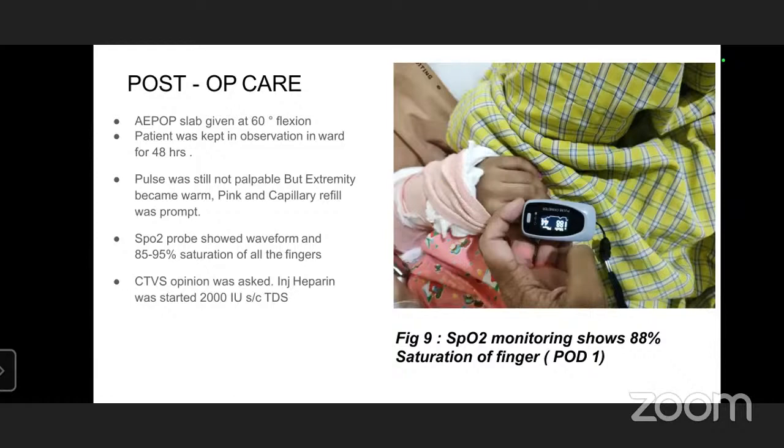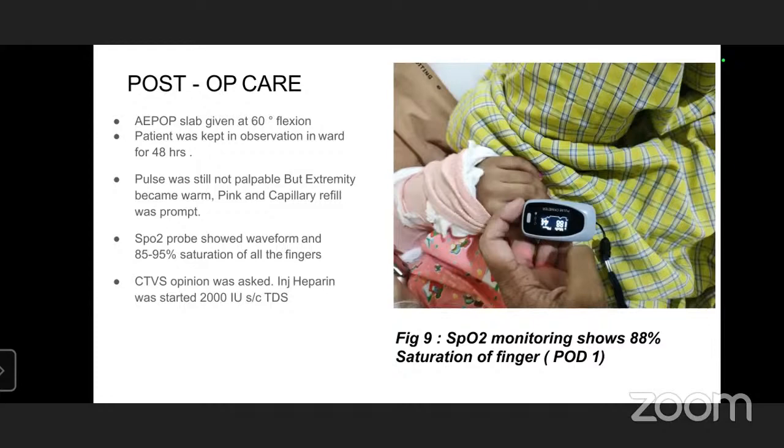To prove that there is a waveform and 85% to 95% saturation in all the fingers. CTVS's opinion was asked, and they said that injection heparin be started at 2,000 international units subcutaneously.